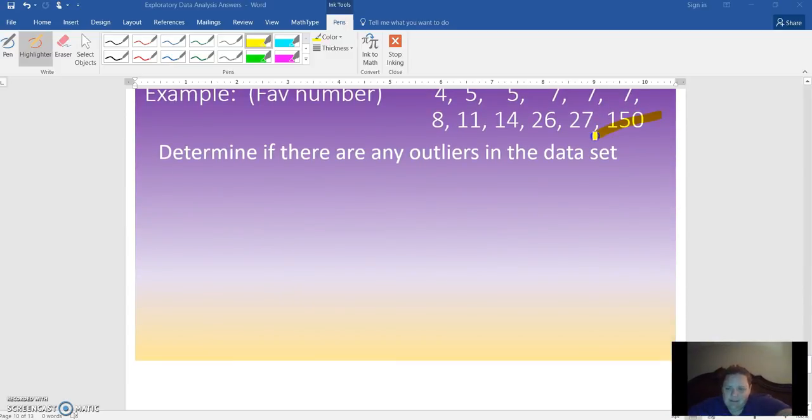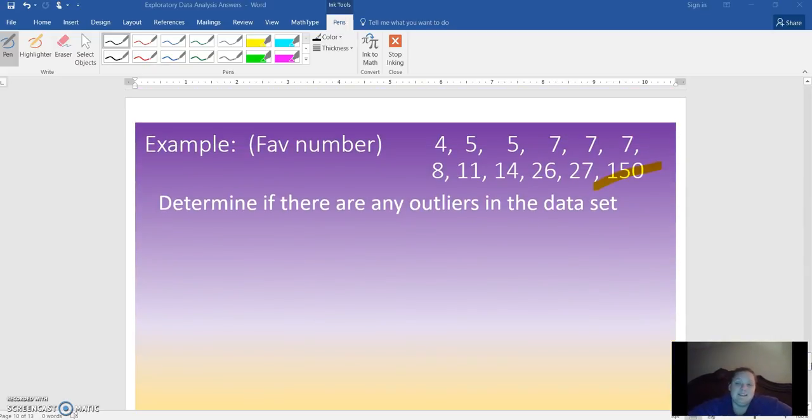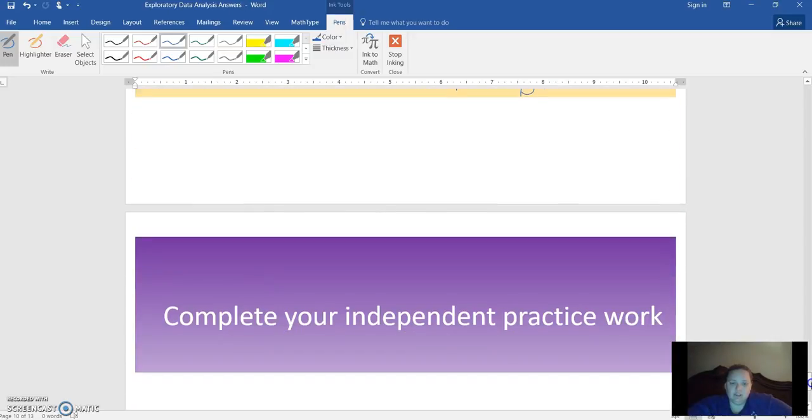All right, this one has 150. I'm going to pause this video because I don't want to spend 3 minutes in another video. All right, so I just went ahead and did the math work. If you pause the video and do this, these are the 5 numbers that you're going to get for your 5-number summary. And then Q1 and Q3 are 6 and 20. We subtract them and get 14. We multiply by 1.5 to get 21. And then we add 21 to Q3 and subtract it from Q1, and we get 41 and negative 15. And 150 is totally bigger than 41, and so that's why it's an outlier. It's not an outlier because it looks bigger than everything else. It's an outlier because it mathematically is. All right, so you go do your practice work, and I'll see you in the next video.